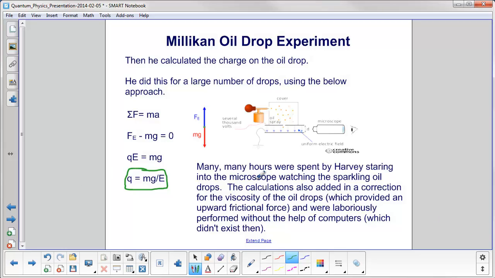What's missing in this calculation is the real-world correction. You also have a viscosity of the oil drops, and that will provide an upward frictional force. And that's going to be up like that. And using the Navier-Stokes equation, and we certainly don't need to know that in high school just yet, that would calculate what the frictional force was, that was added, and then all the data were graphed, and this was laboriously performed without the help of computers. They didn't exist then. And you now had a graph, and that would actually give you the charge on the electron.